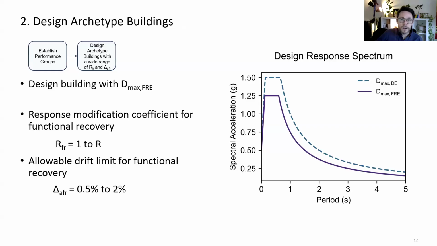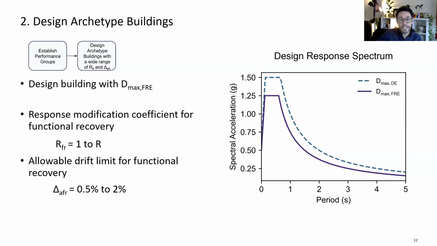Once we've defined our suite of archetypes, we design each one of them using the functional recovery design spectrum that is shown on the right, which is lower than the spectrum that we currently use in life safety design. Specifically, we designed to what we call the DMAX FRE spectrum, and this is a single spectrum that's intended to represent the most critical site conditions that a system designed following prescriptive provisions is going to experience. So it's almost like an envelope, right? That allows us to use this to develop our design recommendations.